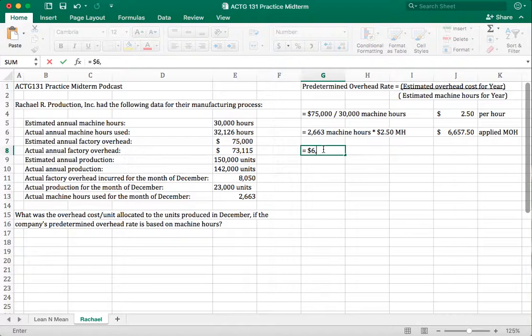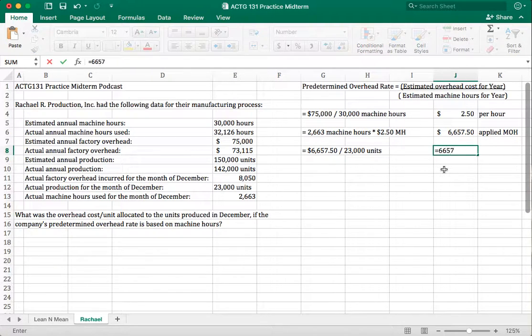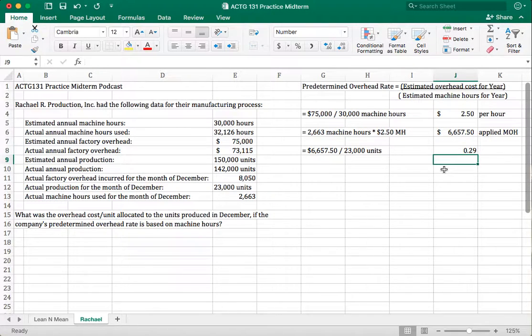It's this $6,657.50 that we've just calculated, and we need to divide it by the actual production for the month. So that's the 23,000 units. So here's the answer to this problem: $6,657.50 divided by 23,000 units comes to 29 cents, or $0.29, which is the overhead cost per unit.